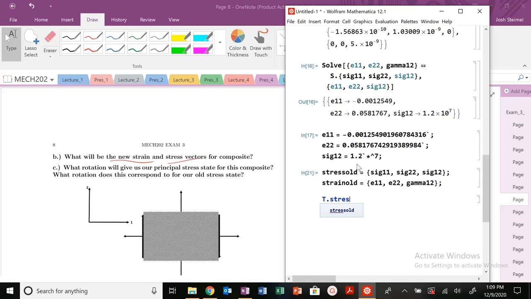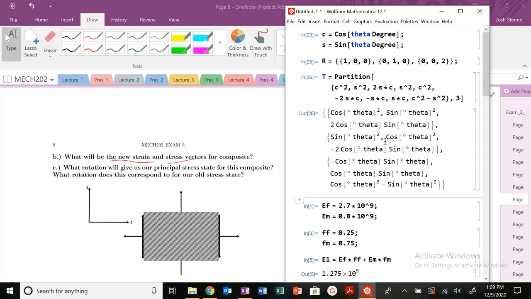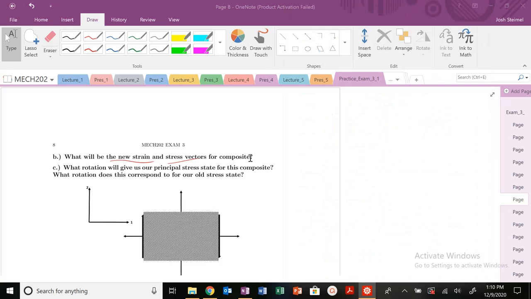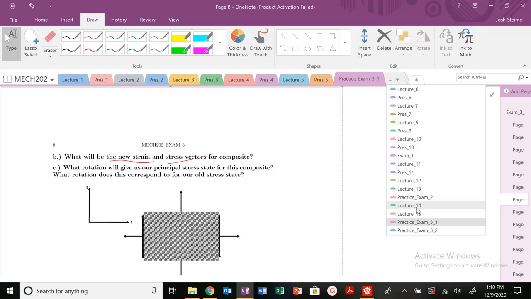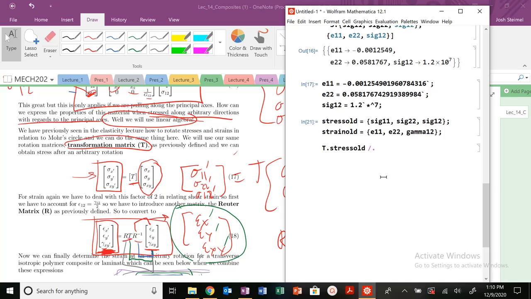I want to convert to the new coordinate system. Let's define what T is. That'll be very helpful because we're going to essentially use this series of equations here. So if I want to find my stress values in my new coordinate system, I'm just going to do T dot stress old, slash dot, theta goes to 45 degrees. That would be my stress.